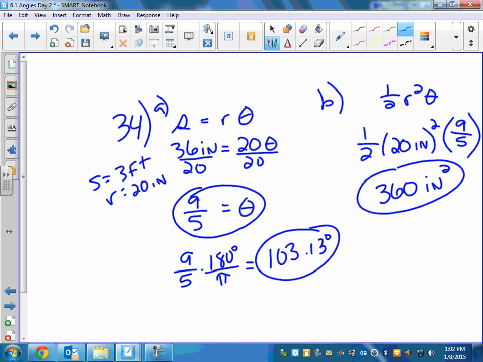So again, of the formulas I gave you yesterday, the arc length and the area of a sector are the two that you need to know for quizzes and for tests. The angular velocity and linear velocity are not going to be on the test or quizzes. But Nick, did you have one of those end ones that you wanted to look at?